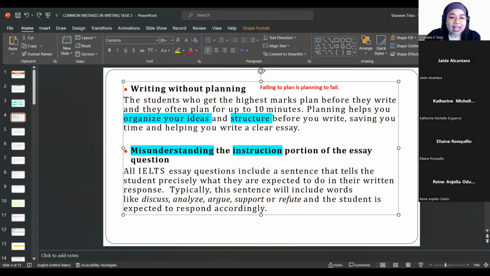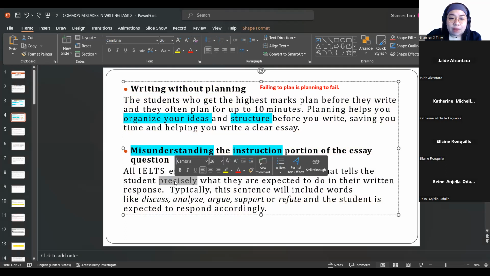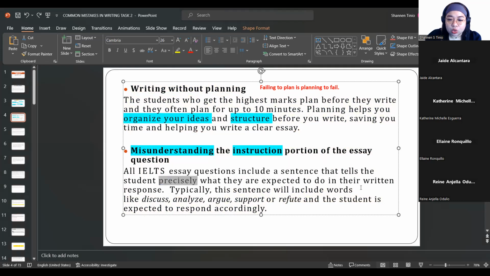Okay, all IELTS essay questions include a sentence that tells the students precisely what they are expected to do in the written response. Maayos naman daw yung instruction. However, you are the problem. It's not me, it's you. It's not you, it's me. Okay, so the thing is, maayos yung instruction eh. Kaso nga lang, you misunderstood the instruction.